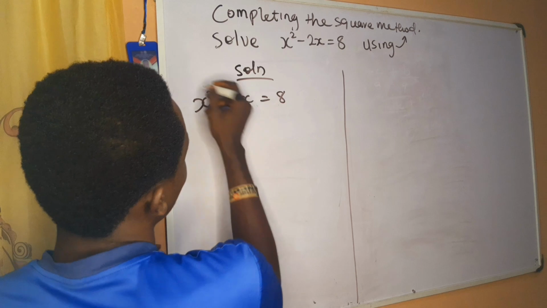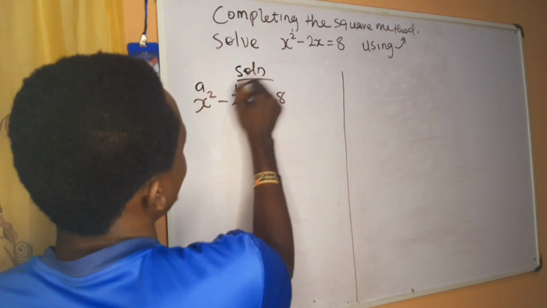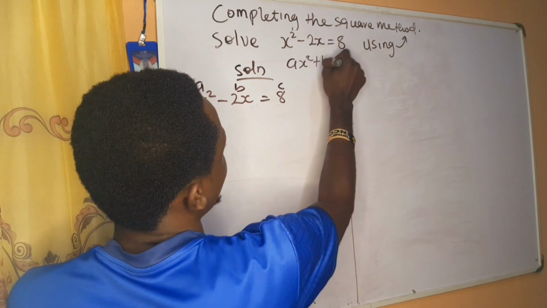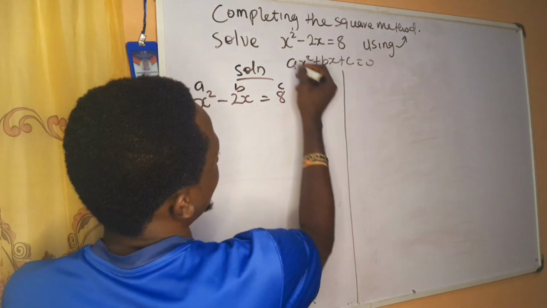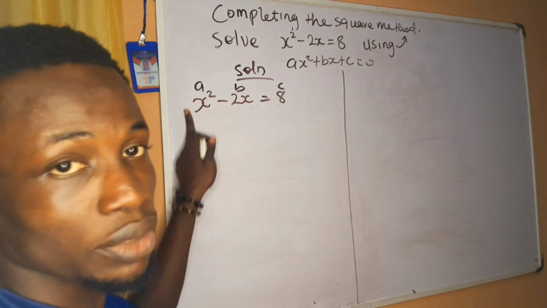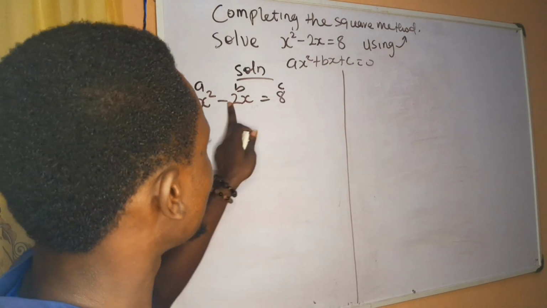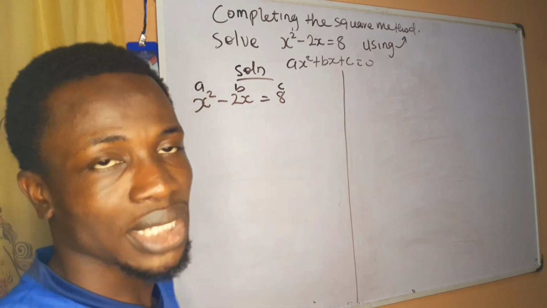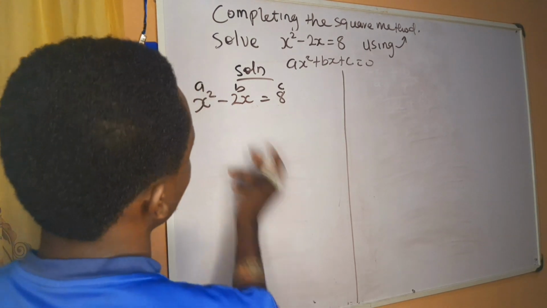So we'll move on to the next step, which is finding half of b, because this is something as a, b, and c. When you are looking at this prototype, ax squared plus bx plus c equals 0, a denotes the coefficient of the highest power, then b denotes the coefficient of this x here, then c here denotes the constant.